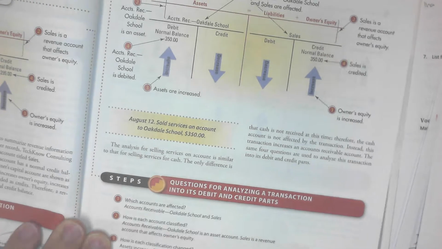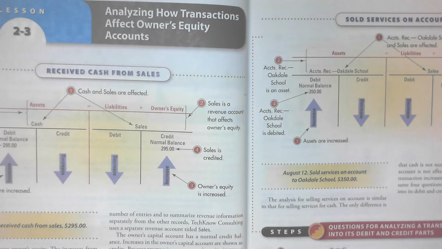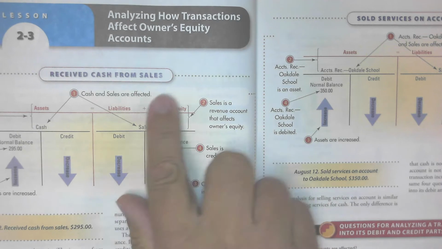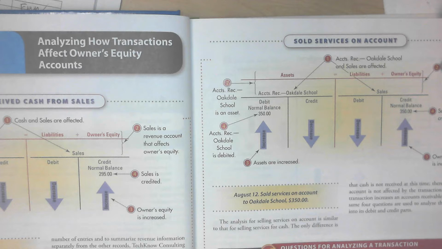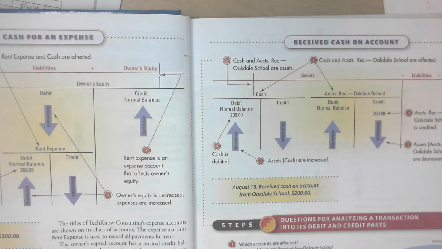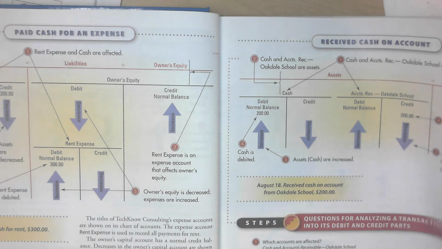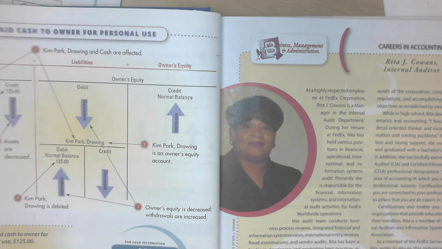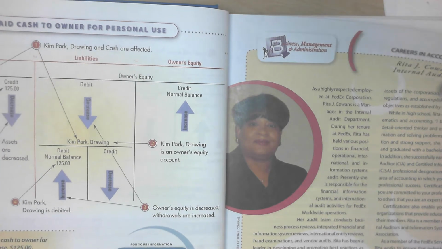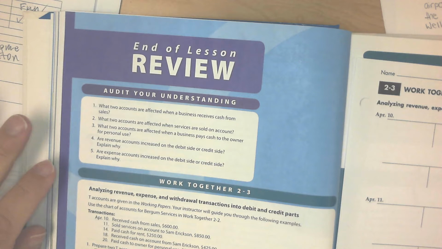So section 3, and we see we've got some other account transactions: cash from sales, sold services on account, cash for expense, received cash. So we're just doing more transactions.